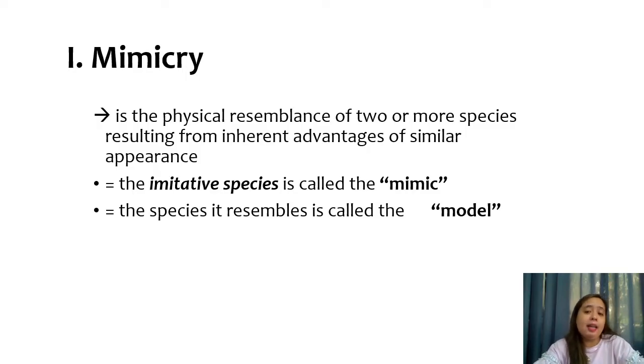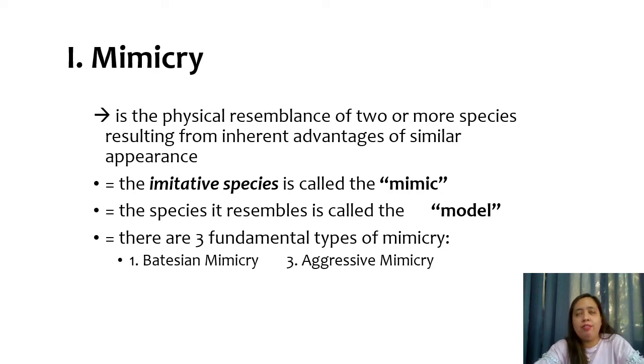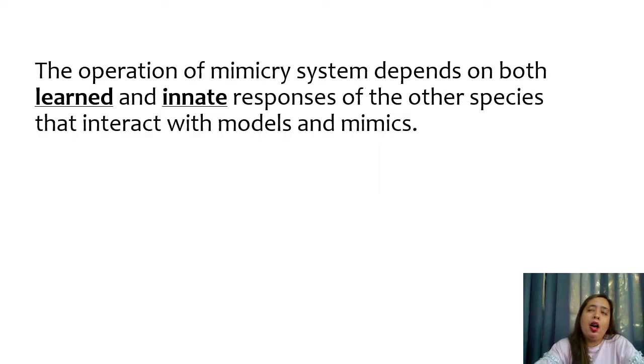So I think I'll just go through it quickly. We actually have 5 types, or fundamental types, of mimicry. You have Batesian mimicry, aggressive mimicry, and Müllerian mimicry. Batesian mimicry or Peckhamian. And then we have other types of mimicry.